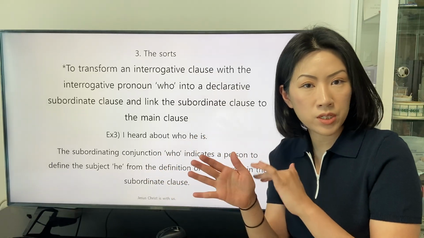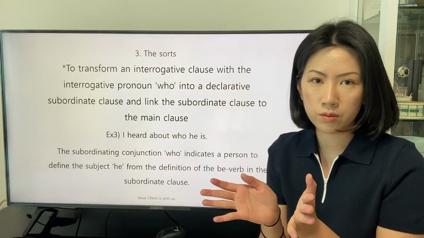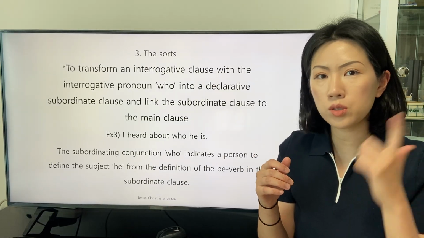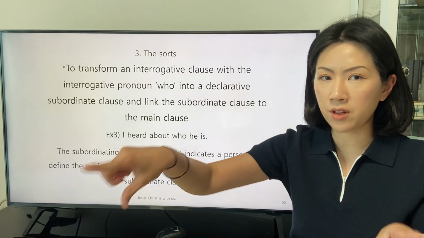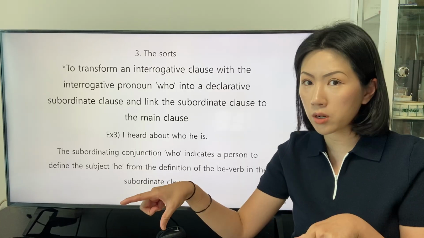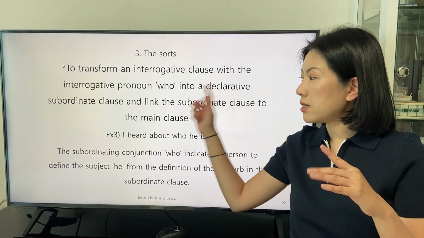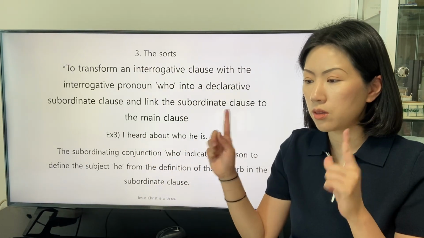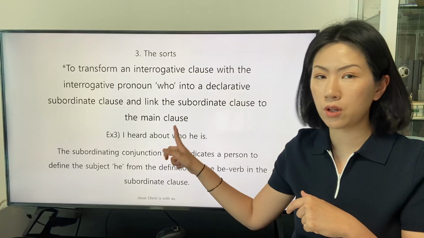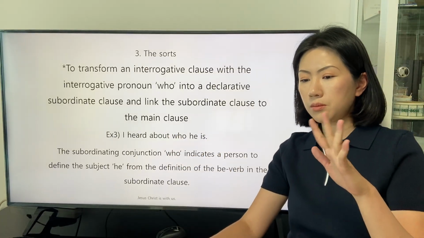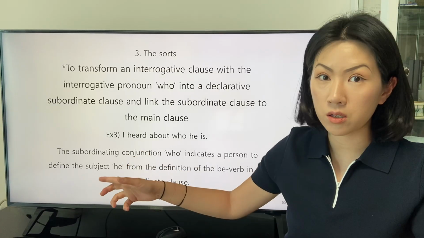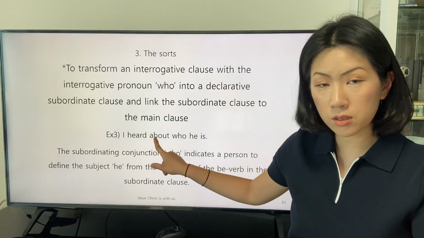In this transformation, the pronoun who, whose, what, or which in the interrogative clause becomes the subordinating conjunction for the subordinate clause. And this explanation is about linking the subordinate clause, which originates from the interrogative clause, who is he, to the main clause, I heard about him.